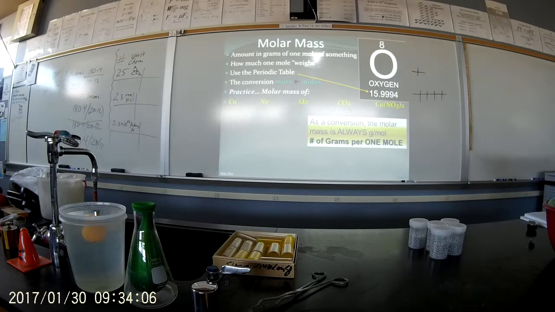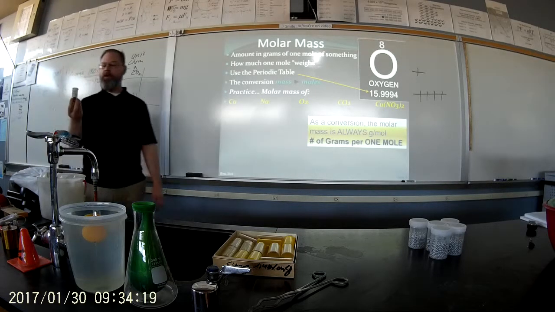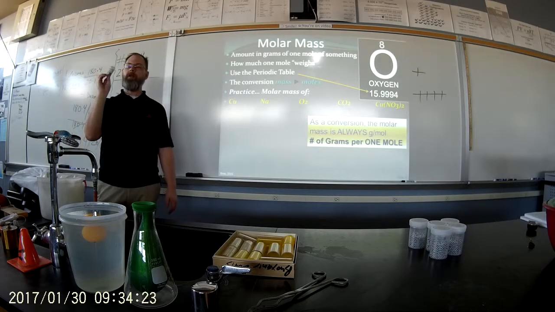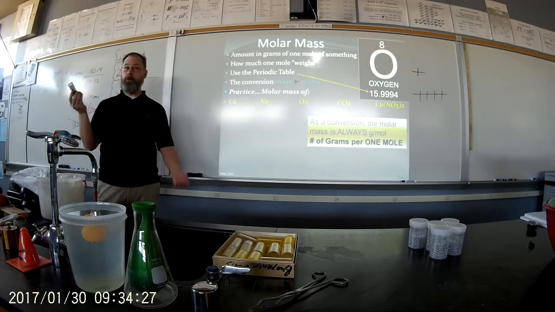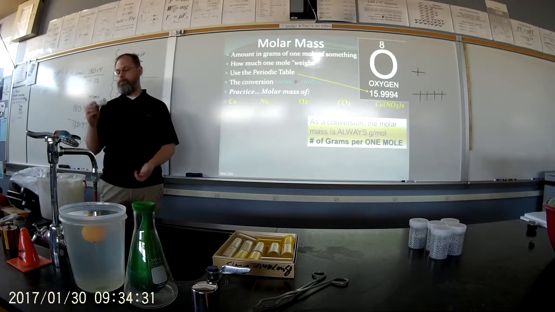Number of grams in one mole. Just like in this vial I have 1 mole of copper. I know it's 1 mole of copper because I took a bunch of old pennies and I weighed out 63.5 grams. The molar mass of copper is 63.5 grams per mole. So 63.5 grams is 1 mole.